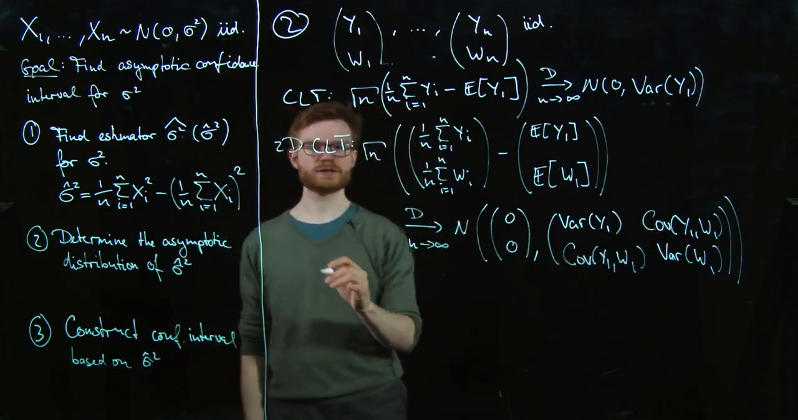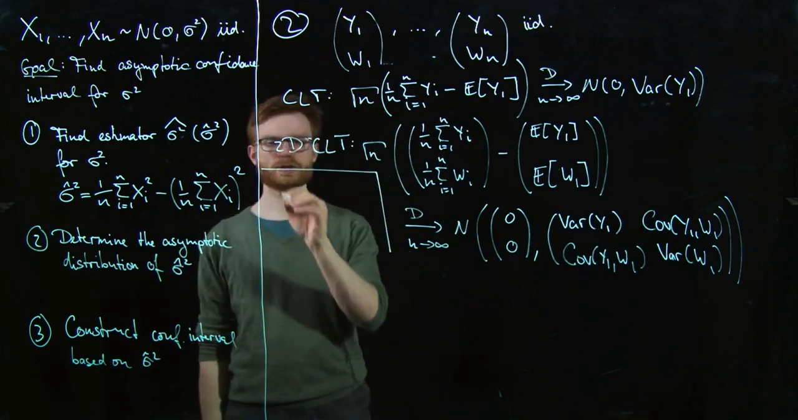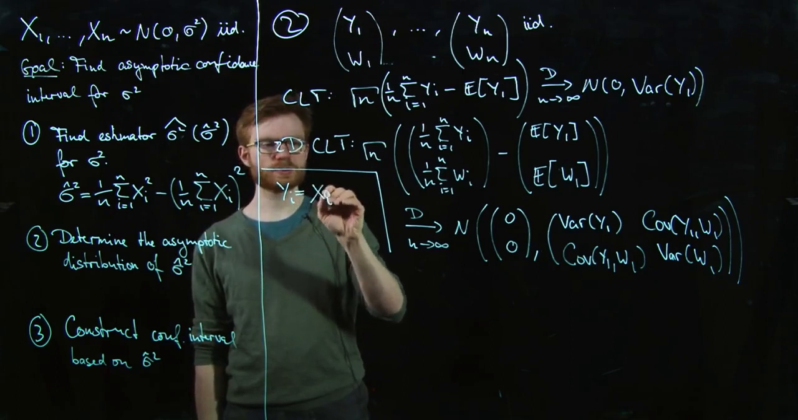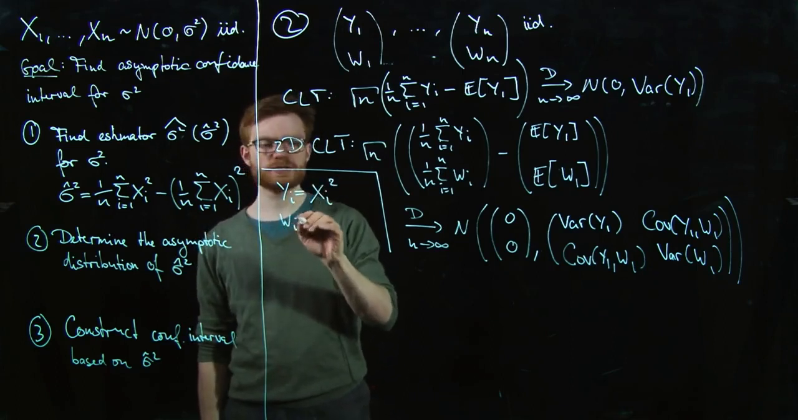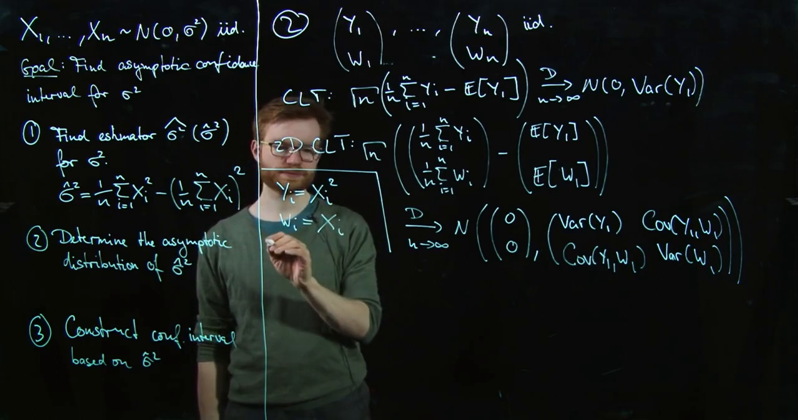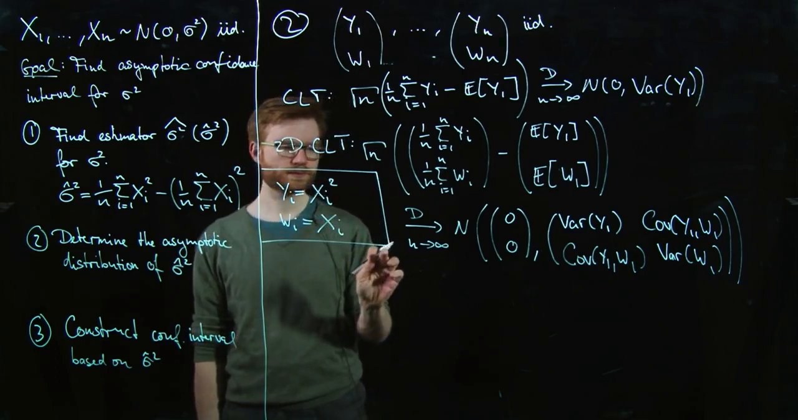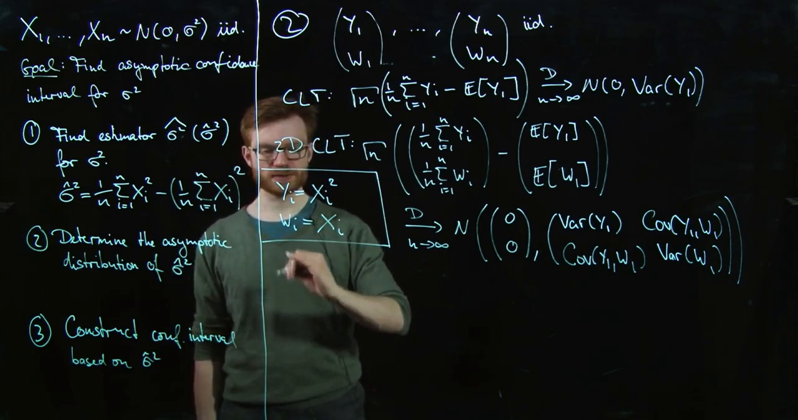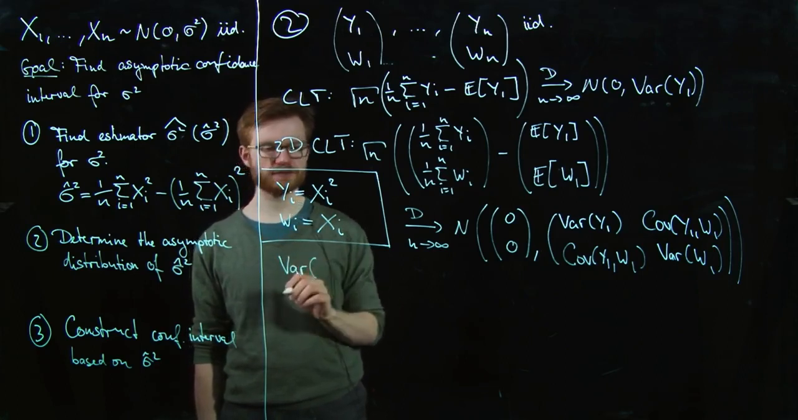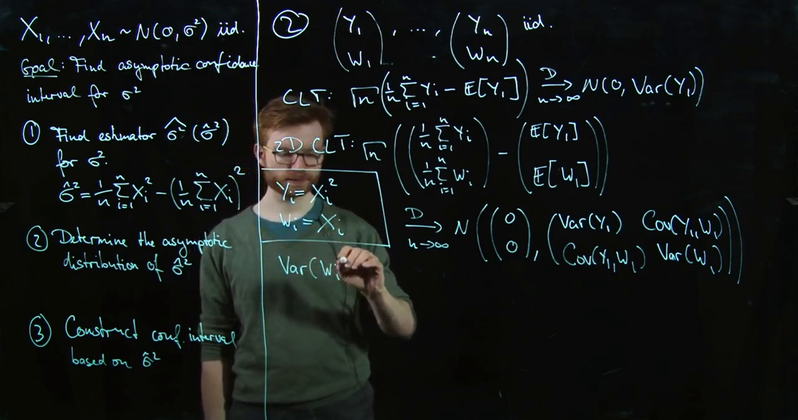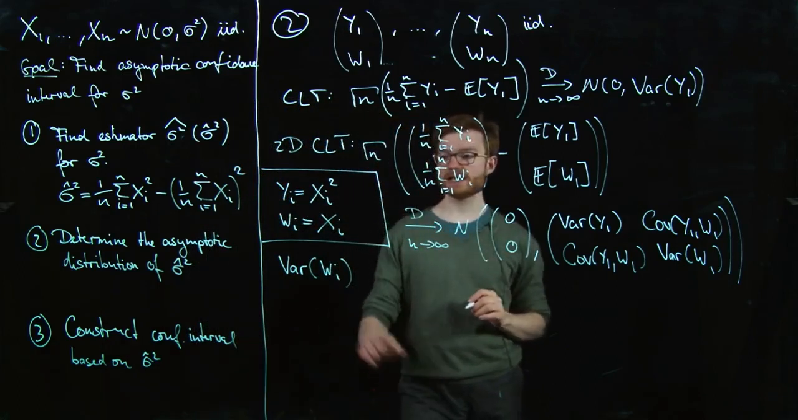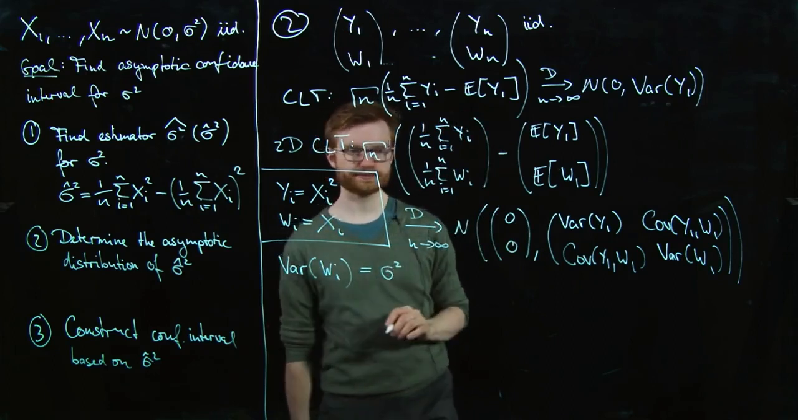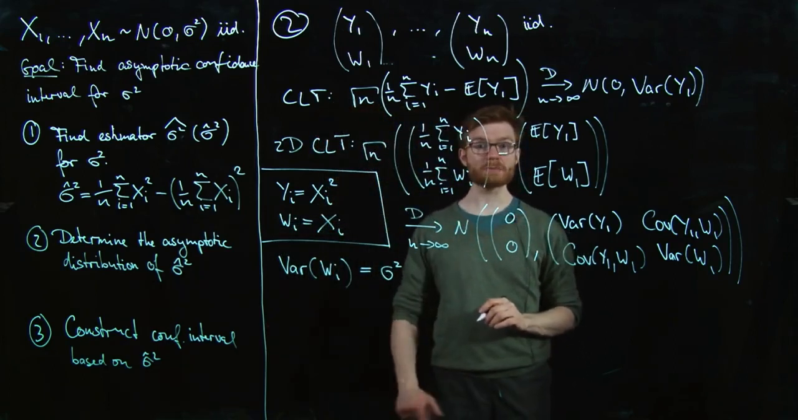Let me write down what we're going to do. Let's set yi to be xi squared in our original setup, and wi to be xi. Then what we need to calculate is first the variance of, let's start with wi. So the variance of wi is just the variance of the xi, and we know that this is sigma squared, which is unknown, but that's fine for now.